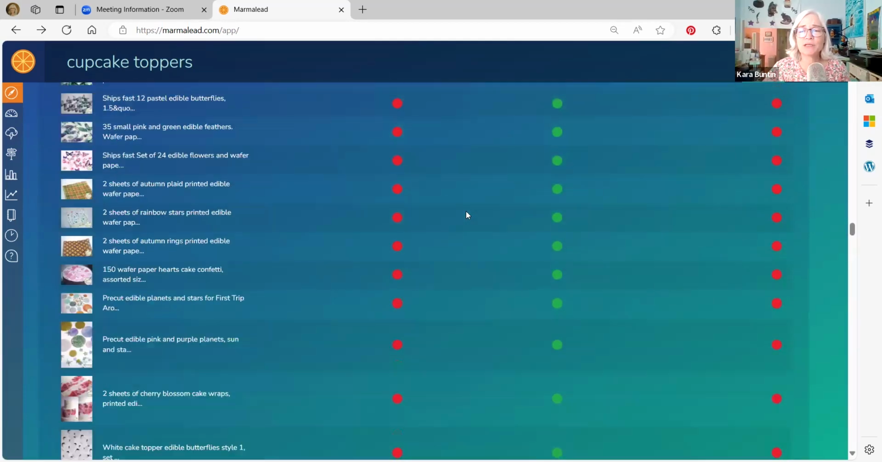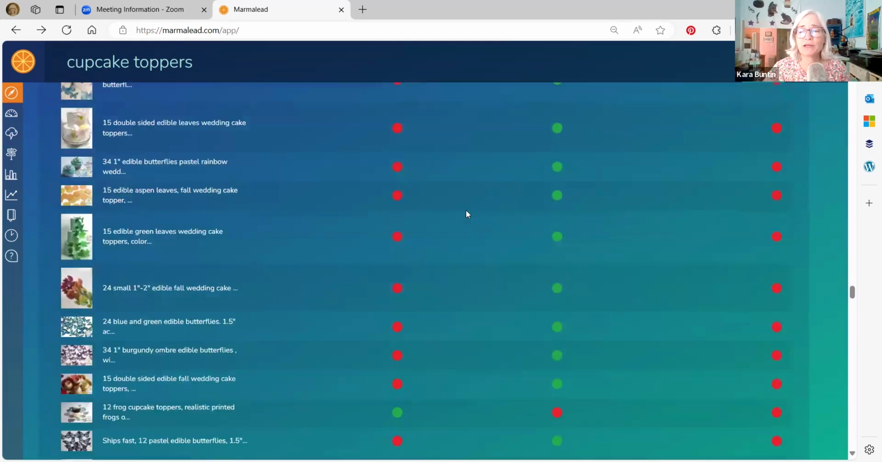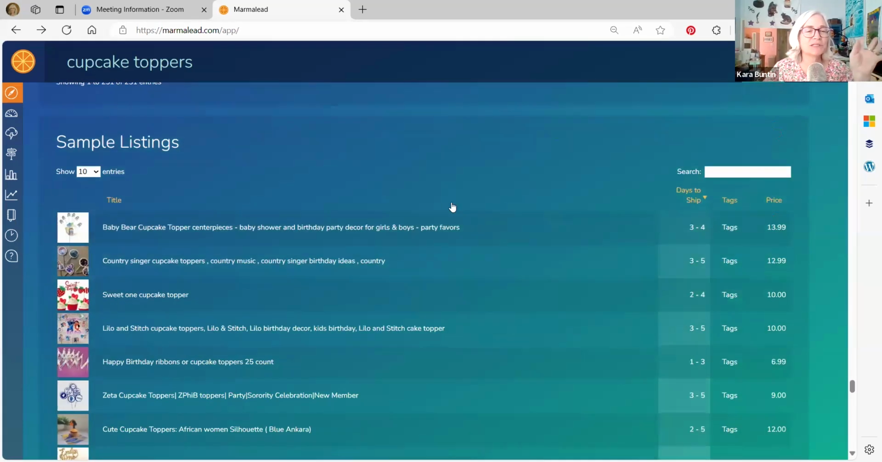I'm just trying to see if there's anything else. I apparently have a lot of cupcake toppers in my shop. I just wanted to see if there were more things. So sample listings. Okay, sample listings are other listings on Etsy that are also targeting this keyword, cupcake toppers. It doesn't mean they're good or bad or bestsellers or not, but it's just samples. So they're pulling some that you can take a look at to see how to compare.